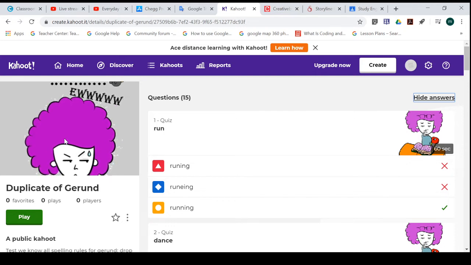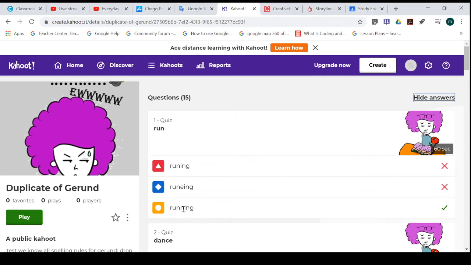So, let's have a look. There's the example first question. We're going to give you the answer. We say run. Running. So run becomes running when we add on the I-N-G. And look at the spelling. Here we have to actually add a second N. So this is really a quiz about spelling, using the ing.